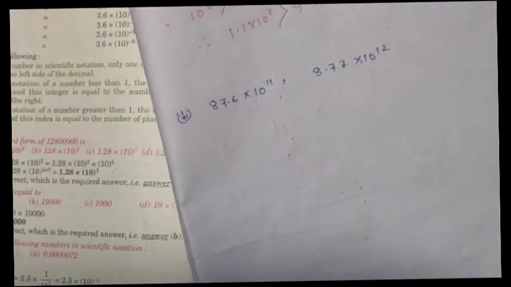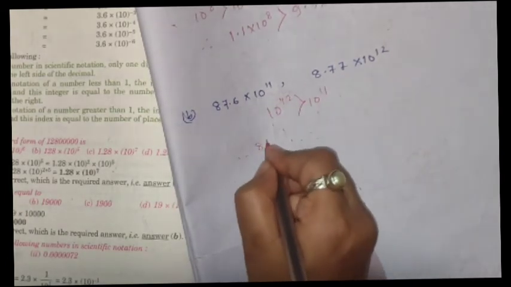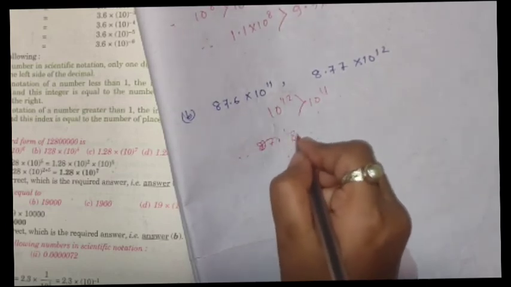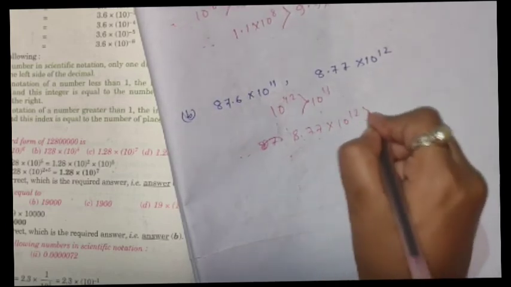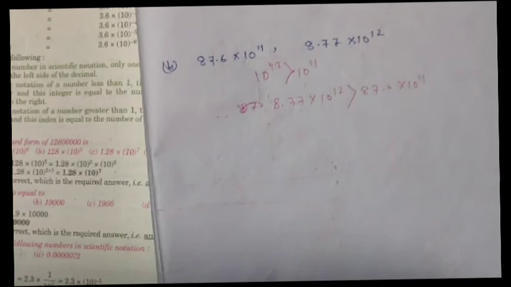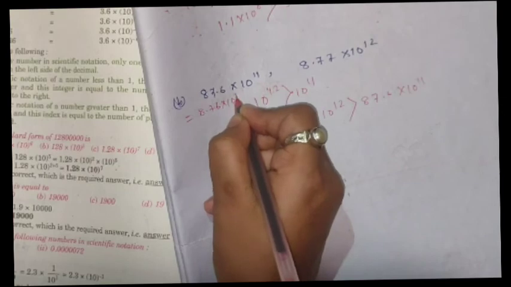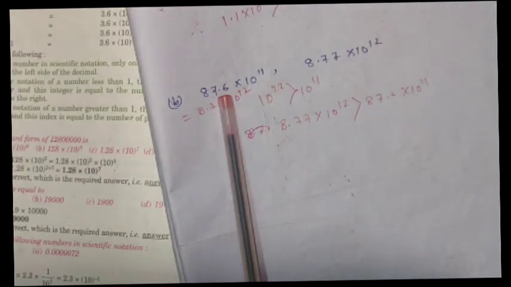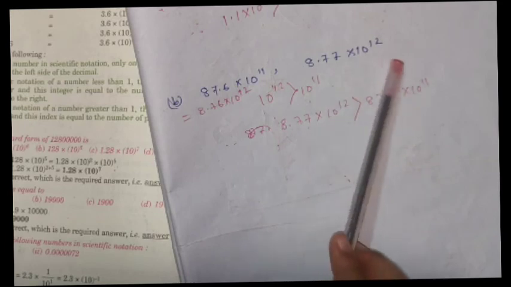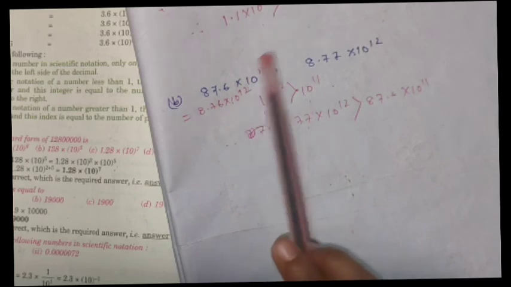Next, 87.6 into 10 to the power 11 comma দিয়ে আছে 8.77 multiplied by 10 to the power 12. Since 10 to the power 12 is greater than 10 to the power 11, so that is 8.77 into 10 to the power 12 greater than 87.6 into 10 to the power 11. Okay, but we can convert this as 8.76 into 10 to the power 12. আমরা স্ট্যান্ডার্ড ফর্মে নিয়ে যাওয়ার জন্য এটাকে 8.76 into 10 to the power 12 and 8.77 into 10 to the power 12. Since 8.77 is greater than 8.76, so that is this greater than this.